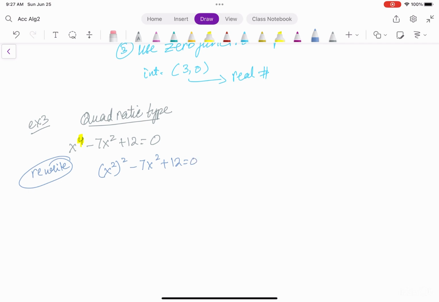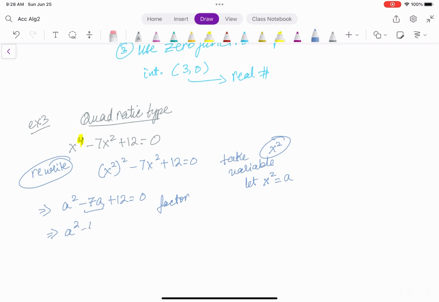Now if you see, x squared is behaving like a variable in this case. To turn it into a quadratic, we can consider it as a variable. So let's substitute x squared with a and make it a quadratic. So let x squared is equal to a, b, or whatever variable you want. So a squared minus 7a plus 12 is equal to 0. At this point, it is easier for us to factor it and get the roots for the quadratic. Now it is a quadratic.